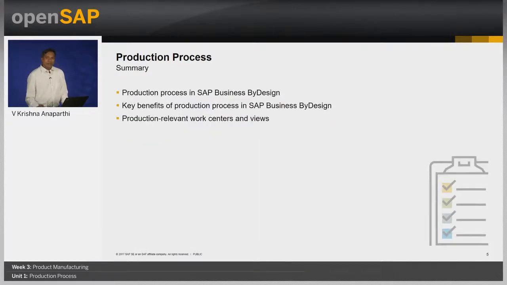With that, we come to the end of Unit 1. To quickly summarize, we have understood the following in this unit: production process business flow, business by design key benefits, and finally the key work centers that the user will be working during the course of production. In the next unit, we will discuss production master data.